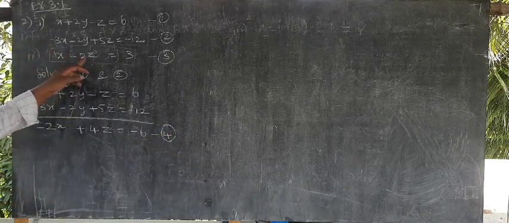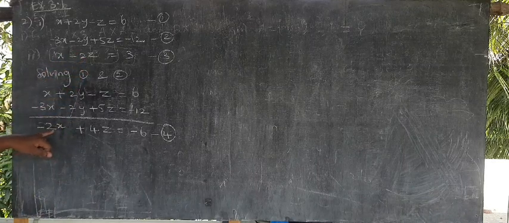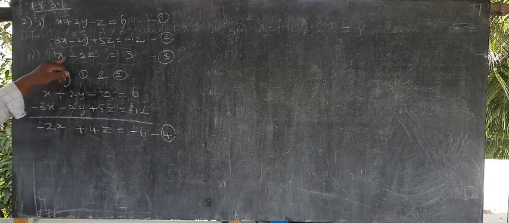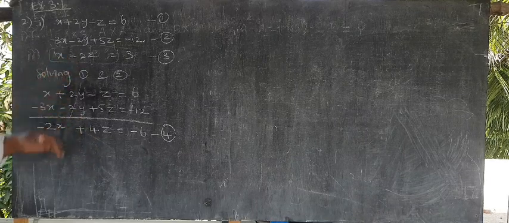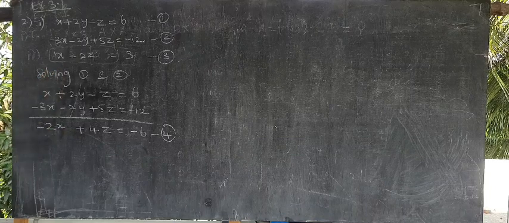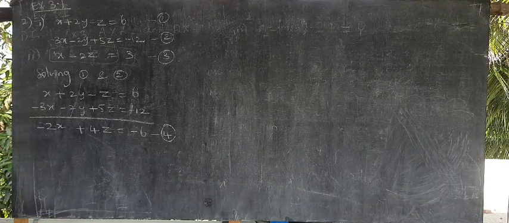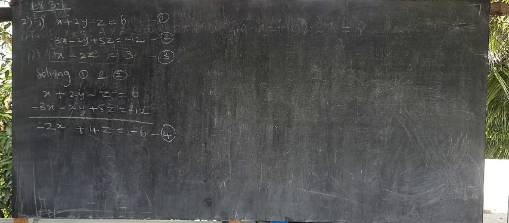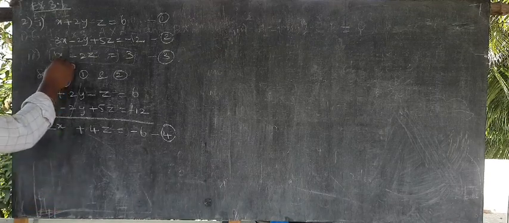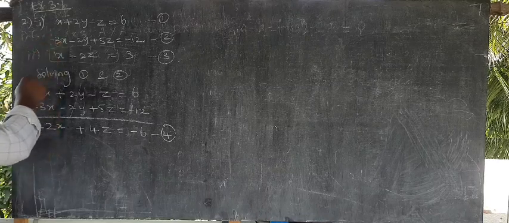So equation number 3 is x minus 2z, and equation number 4 is minus 2x plus 4z. So we have only x and z variables in these 3 and 4. Now we need to solve 3 and 4. We need to cancel any one variable, then we get the value for x or z. Here we have x, and here minus 2x, so we need to cancel this.